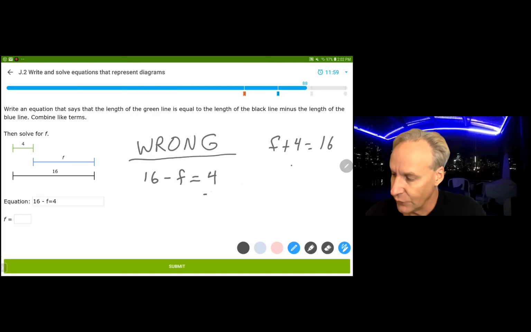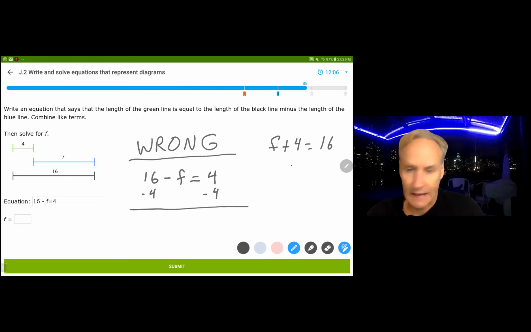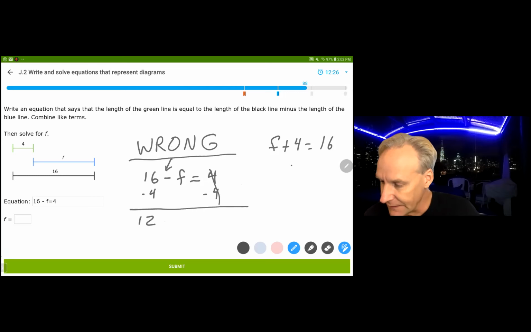I'm going to subtract 4 from both sides, which in and of itself isn't wrong. If I were to do this, I'm supposed to get 12 minus f equals 0. That's what I should get. But what they do is they go, okay, I'm going to subtract 4 from both sides, and I get 12. And this cancels out, so that's nothing. And I'm missing my equal sign. Well, that subtraction there sort of looks like an equal sign. And now I have the right answer.